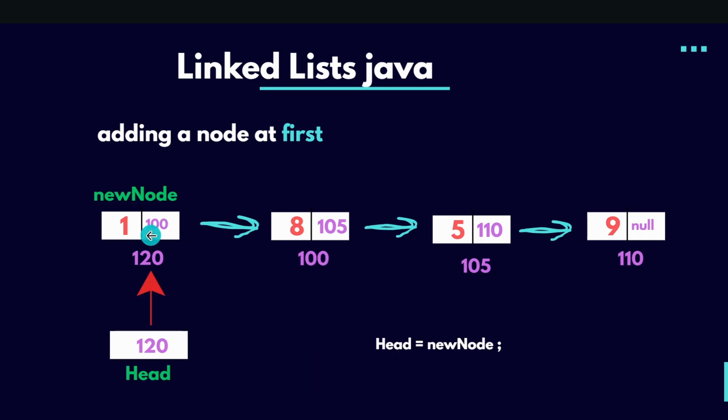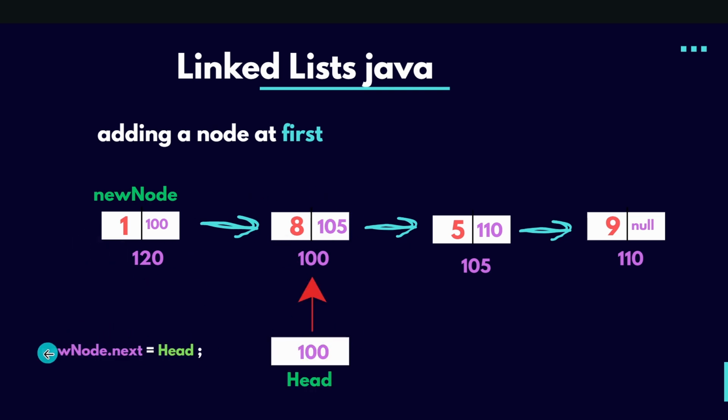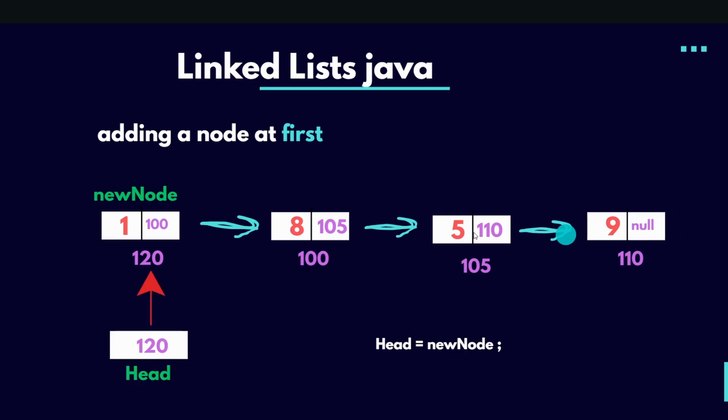This head will be pointing here to this new node, and inside this new node we have 100, so it will be pointing here. If you come back, you can see new node dot next is equal to head, which means head is pointing to this one, so this node will be pointing to here. I hope you understood this connection. With the help of these two lines only, you can add a node at the first.